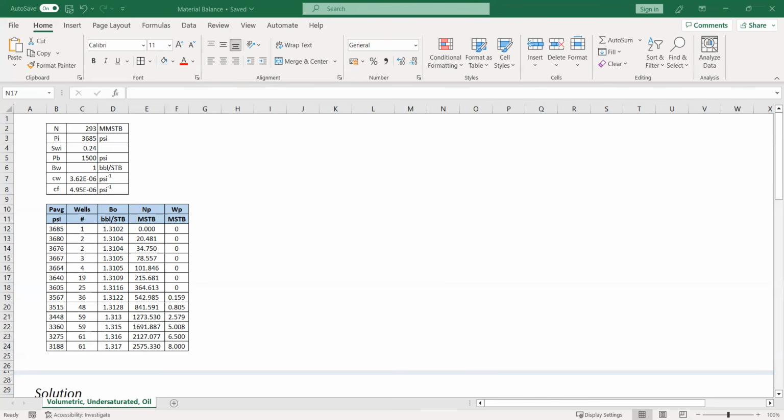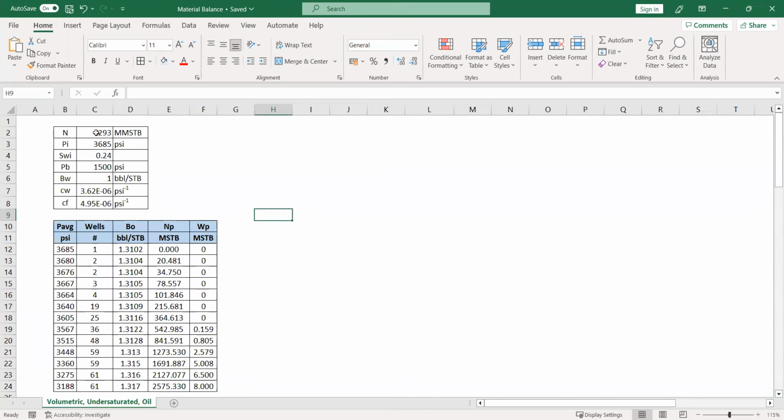All right, so now this is the data that we have. Let's jump in directly into the data itself. Let's say we have an unknown oil reservoir, and we know based on volumetric calculation, the geological computation, the original oil in place is 293 MMSTB. We also know the initial reservoir pressure to be 3,685 psi, initial water saturation 24%, and the bubble point pressure is 1500. So now our initial pressure is well above the bubble point.